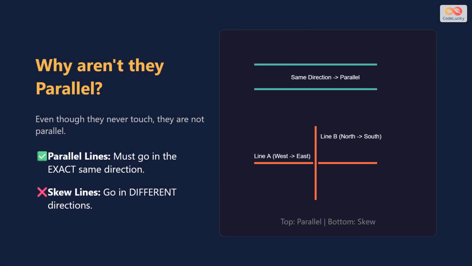It is crucial to understand why they are not parallel. Parallel lines must travel in the exact same direction. Skew lines travel in completely different directions, like east versus north. Because they are on different levels, they never get the chance to cross paths.